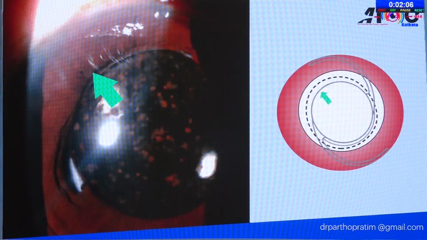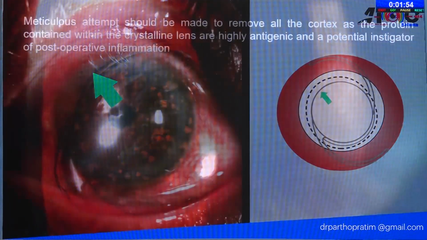Similarly, here is another picture. Though the lens is inside the bag, you can see that because of the very large rhexis, a part of the IOL is popped up and it is rubbing the iris, thereby causing significant inflammation.